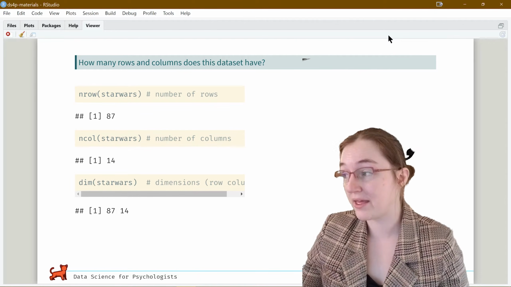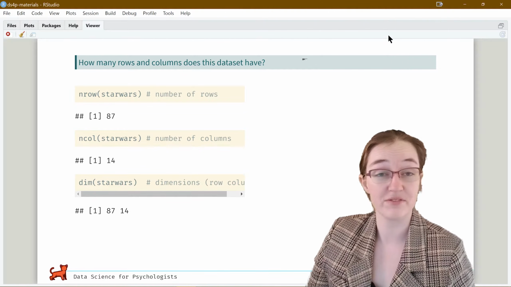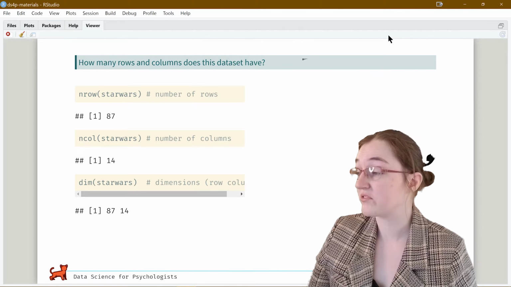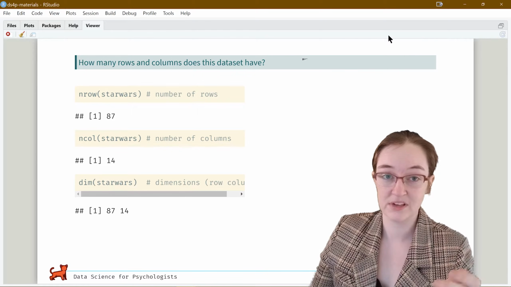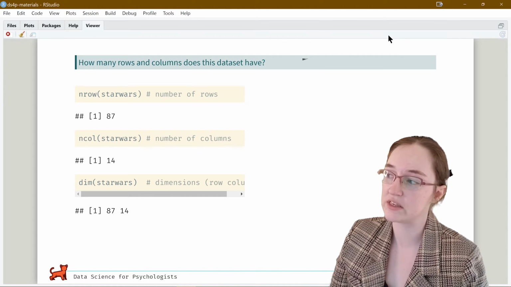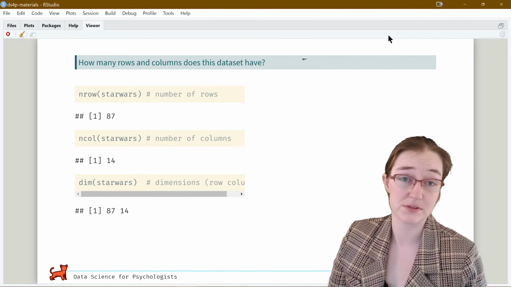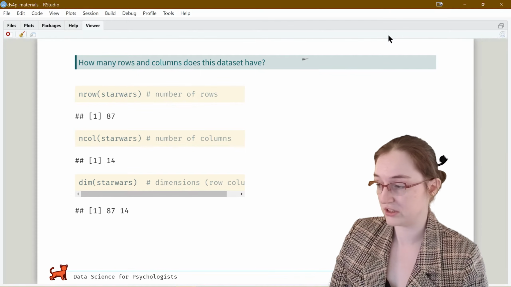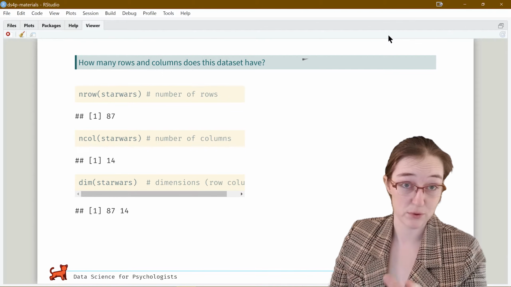Okay, so nrow is a function, and it literally tells you the number of rows of your data set. Here we have 87. Number of columns is ncol. Often these are pretty intuitively named in hindsight. So it tells us that we've got 14 columns. We can grab both of those at once. It's row by column using the dim function, dimension, and it'll spit out 87 rows and 14 columns.